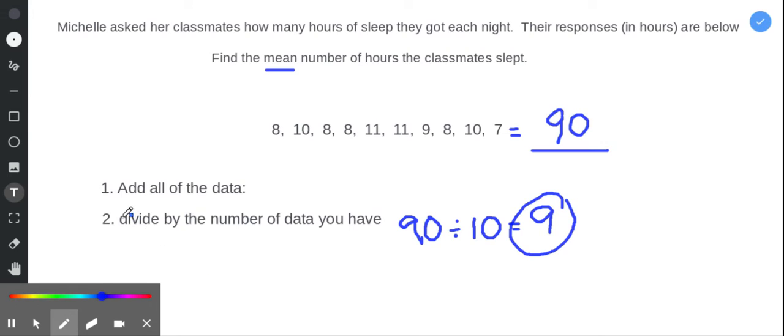So again, just to refresh, the 2 steps that you're taking: first you're adding all of the data together, and then you are dividing by the number of data that you have. So count up how many numbers you added together, divide by that, and that would be your mean.